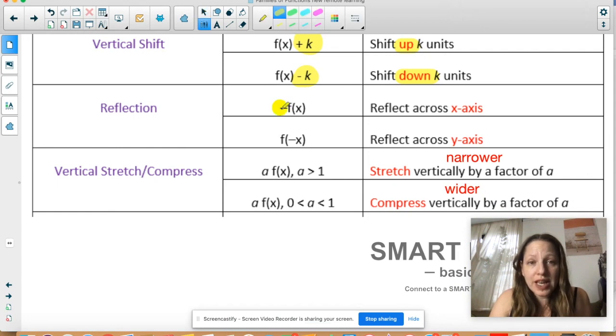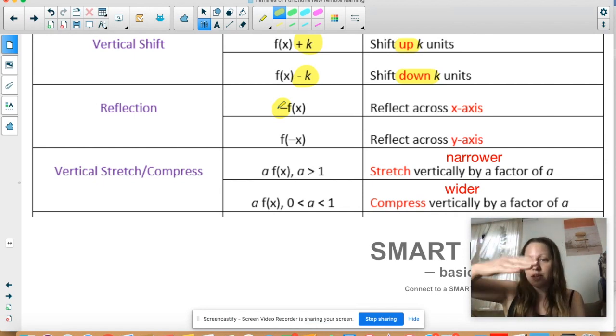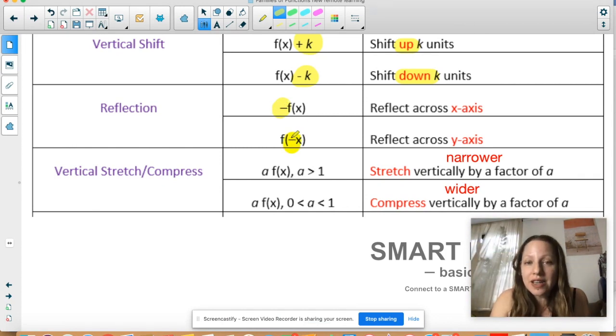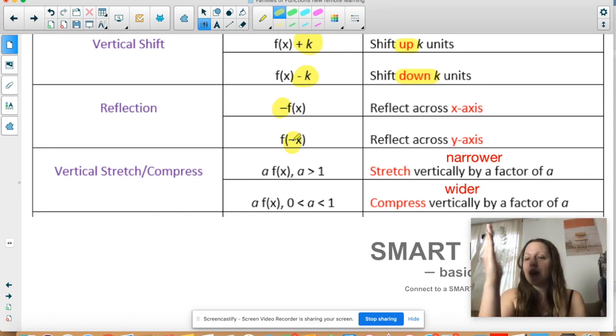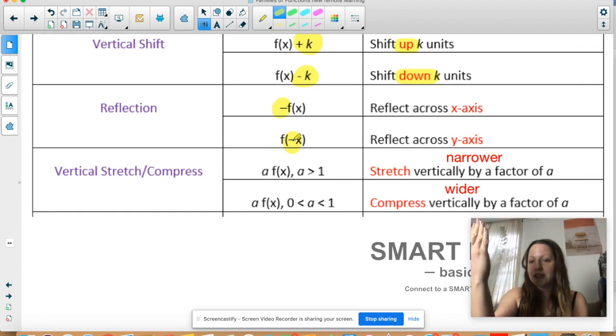Reflection. If there's a negative in front, okay, so that's in front of the whole function, then it flips down. So that's going to be over the x-axis. So the whole graph flips down. If there's a negative inside with the x, so literally wherever the x is, there's a negative inside with the x, that's going to flip across like that, left or right, and that's over the y-axis.